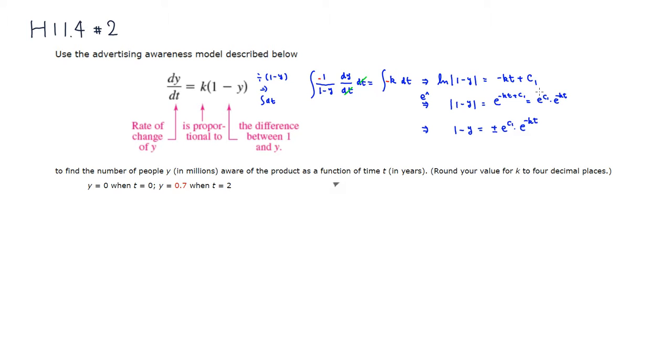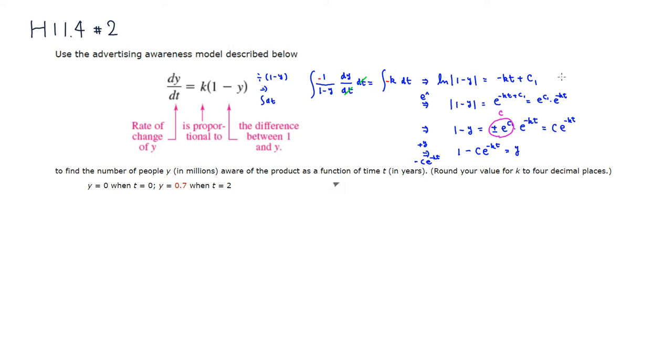Since we have a constant here, I'm going to call it just c. So this is going to be c times e to the negative kt. Then we can just solve for y. I'm going to add y to both sides and subtract c e to the negative kt. So you get 1 minus c e to the negative kt is equal to y.